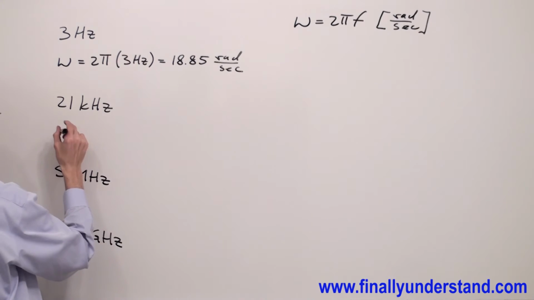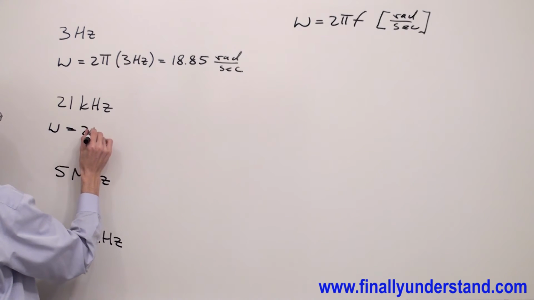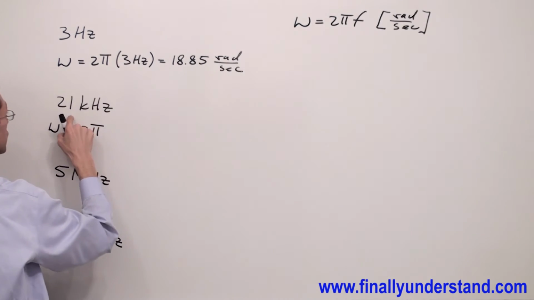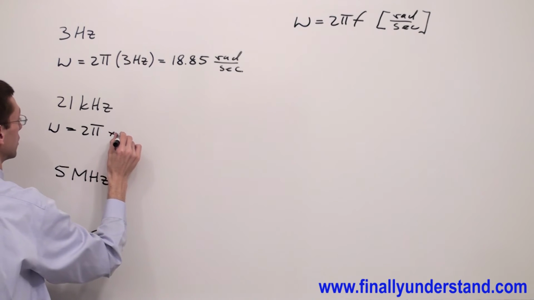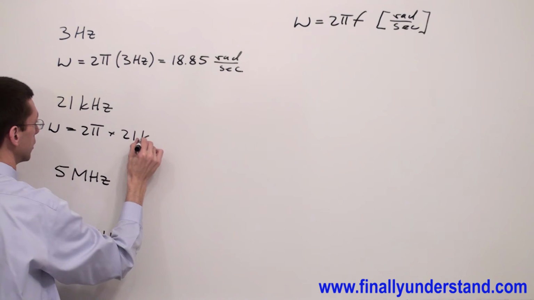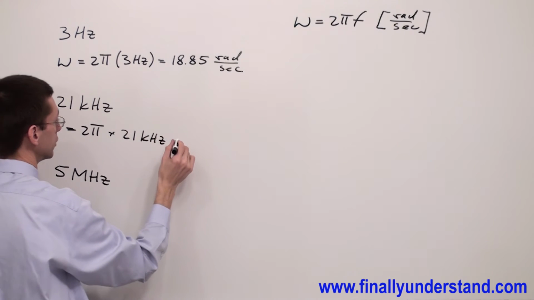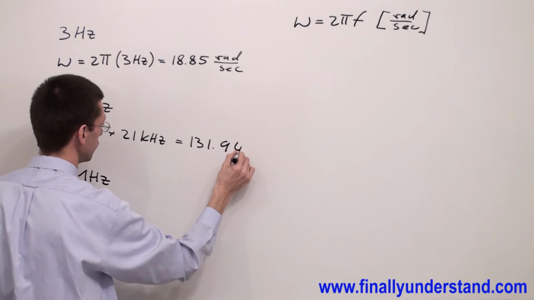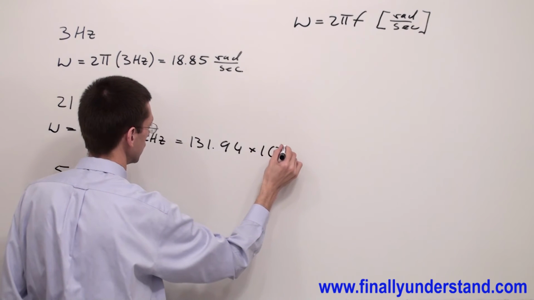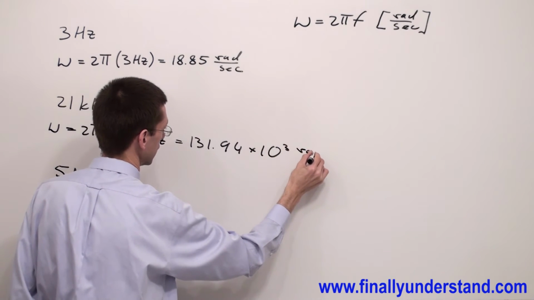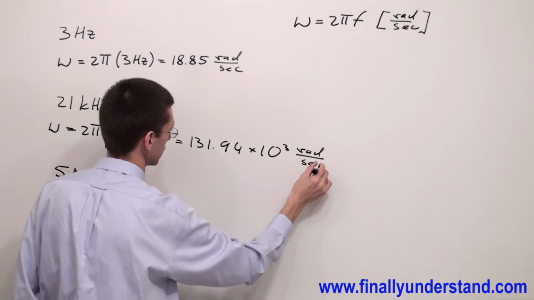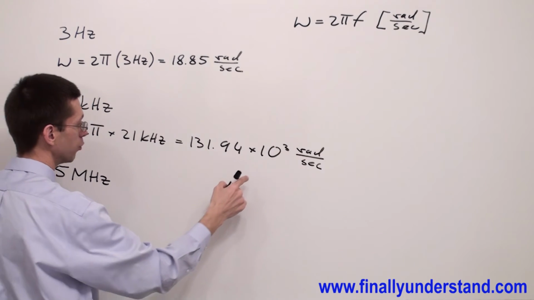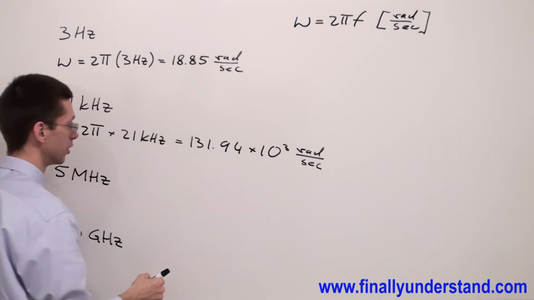Let's take a look at another one. Omega is equal to 2 pi times frequency, and my frequency this time is 21 kilohertz. So 2 pi times 21 kilohertz is equal to 131.94 times 10 to the third radians per second. Remember, we don't use any prefix. We have to use powers of 10 anytime we are going to have an answer in radians per second.